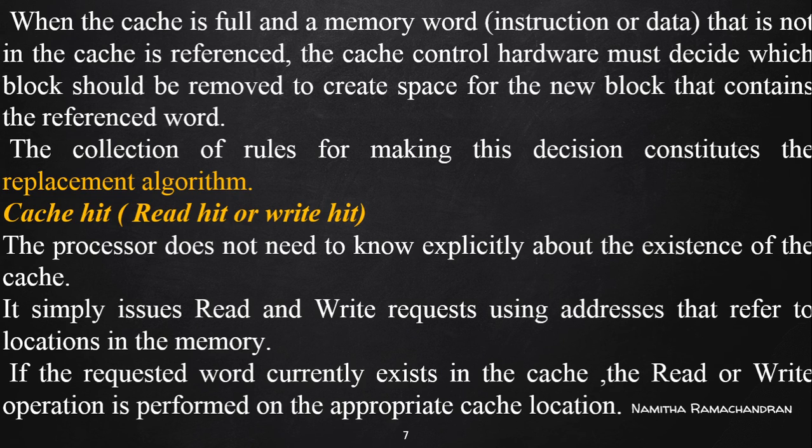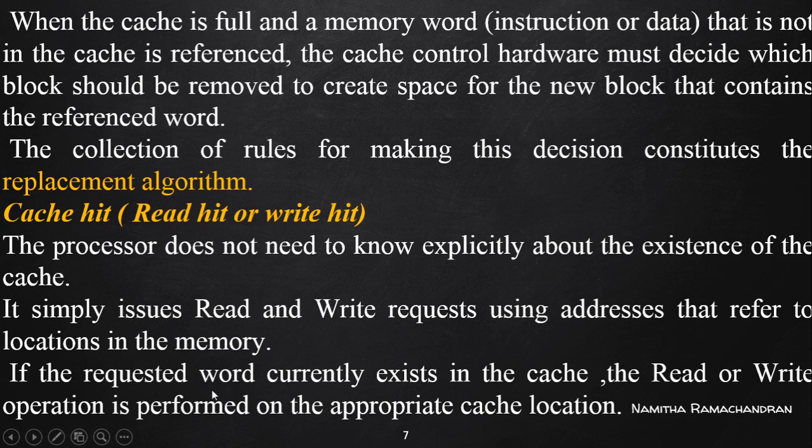Always it targets the primary memory, that is, it needs data from the primary memory, and also always specifies the address of a primary memory location. So while placing a read request or a write request, it simply issues a read or write request using the address that refers to the location in our primary memory, because the processor is not aware of the presence of cache memory in between the processor and our primary memory.